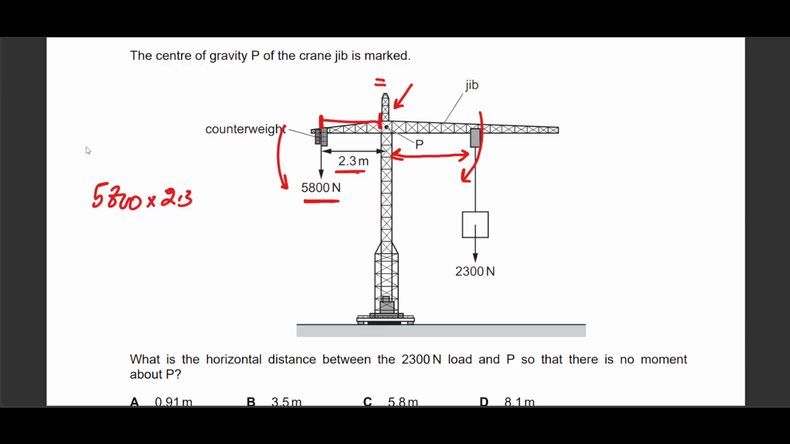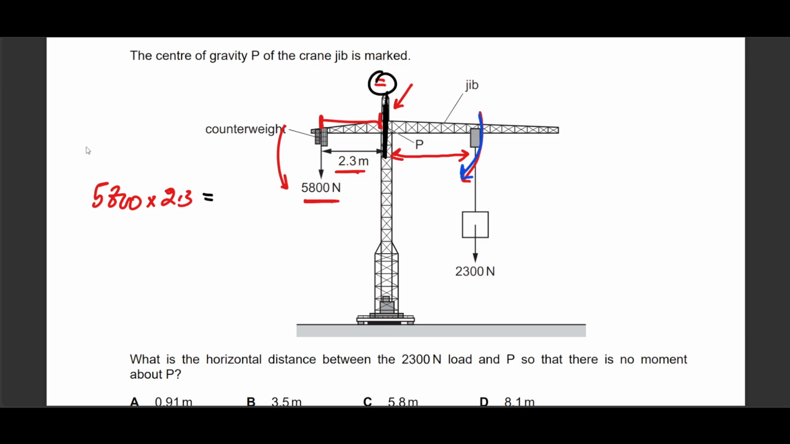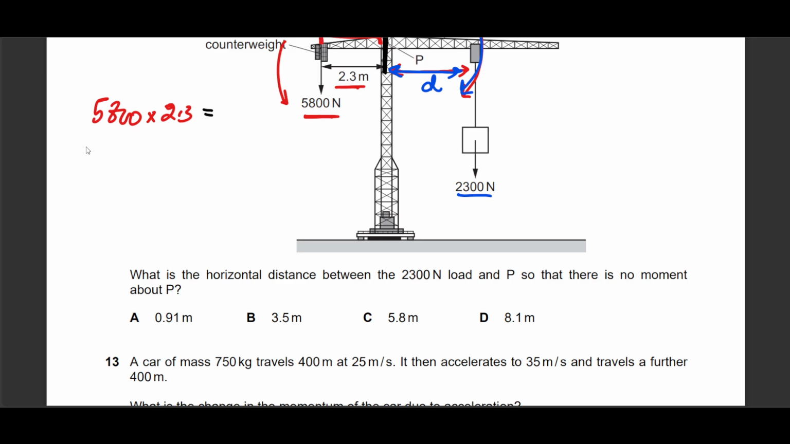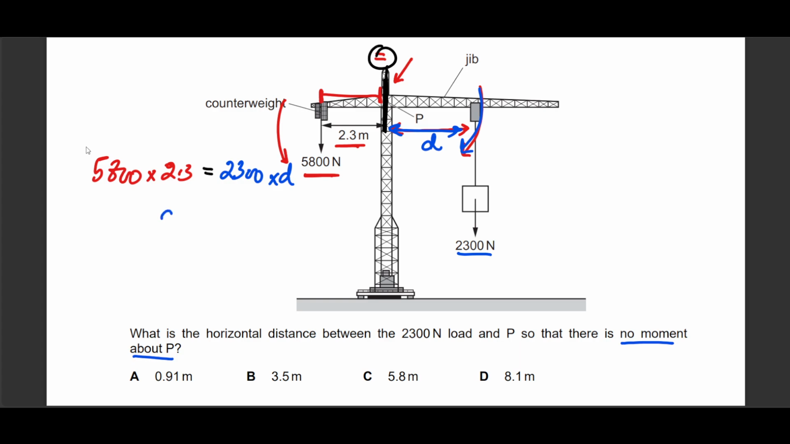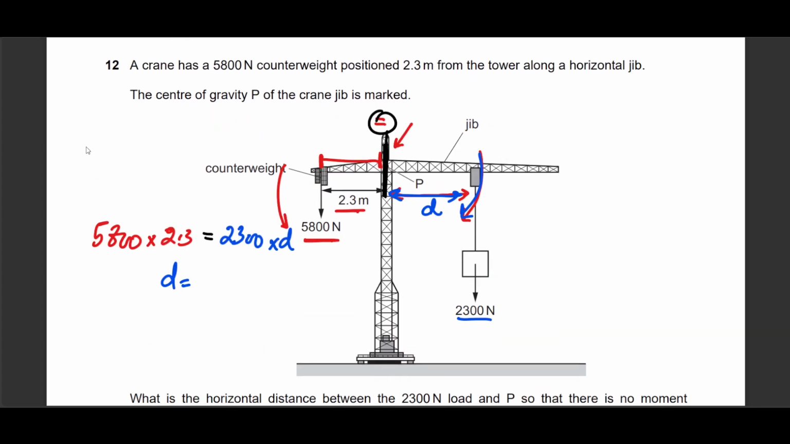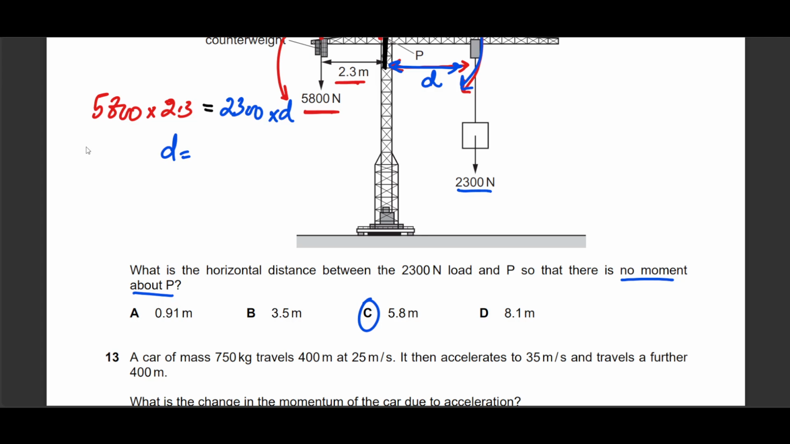Then there will be an equals to sign around the pivot, around the point where the whole system rotates, mathematically speaking, being equal to the clockwise moment, which is 2300. But we don't know how far away that distance is, how far away it is from the pivot to be able to stay in an equilibrium position. So has he mentioned equilibrium? No, he hasn't, but he has mentioned that there is no moment about P. There is no rotation about P, which suggests that the system is in equilibrium. So then 2300 newtons of force multiplied by distance D. When you solve this, D is going to come out as, this is question number 12, this will come out as option C, right? So this is 5.8.